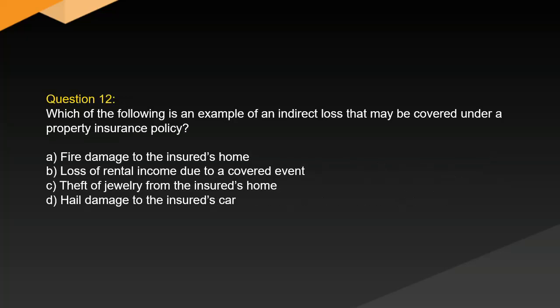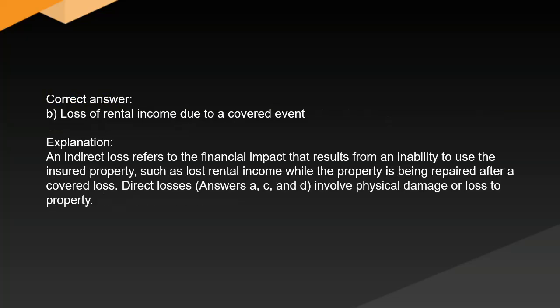Question 12. Which of the following is an example of an indirect loss that may be covered under a property insurance policy? A. Fire damage to the insured's home. B. Loss of rental income due to a covered event. C. Theft of jewelry from the insured's home. D. Hail damage to the insured's car. Correct answer. B. Loss of rental income due to a covered event.